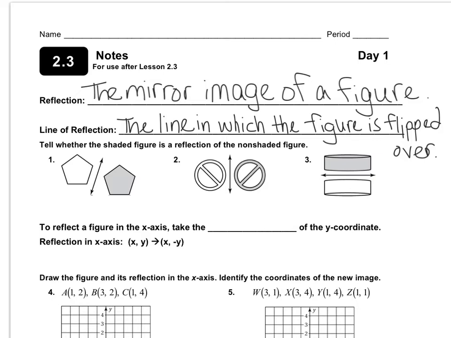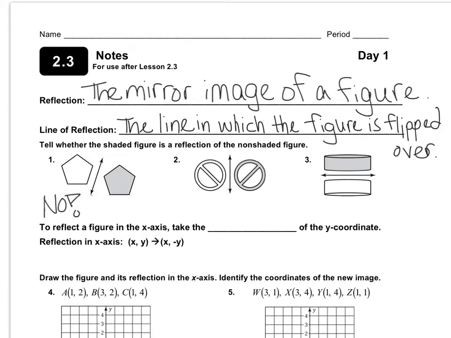So the next directions say, tell whether the shaded figure is a reflection of the non-shaded figure. So here we start with this pentagon. This is the non-shaded figure. This is the line of reflection, and this is the image. So we need to know, is this image a reflection of the original? It's kind of like if you were to take and fold this piece of paper on top of this line, would those two shapes end up on top of each other? The answer is no, they would not. So the answer for this one is no.